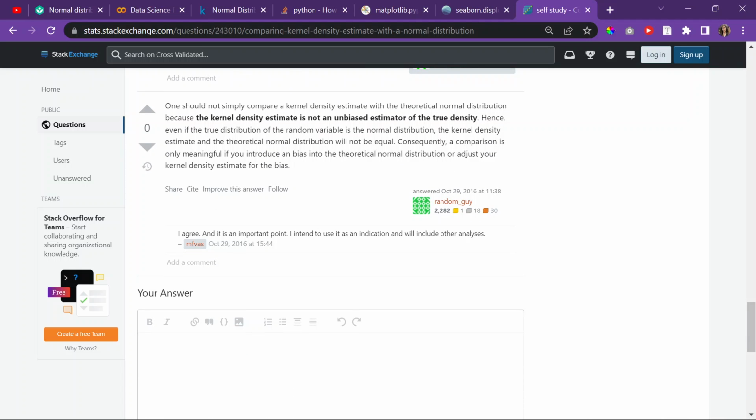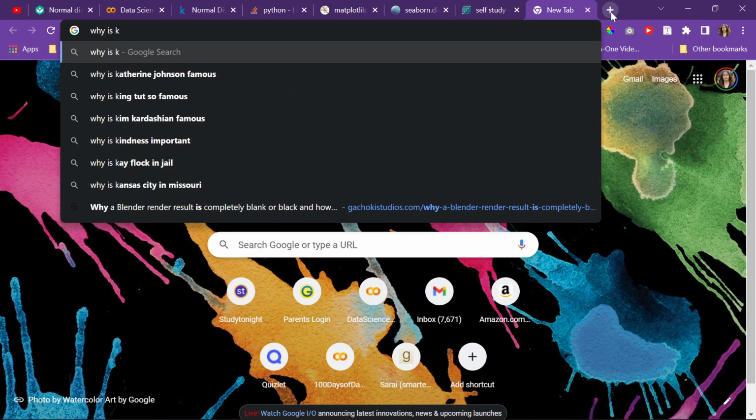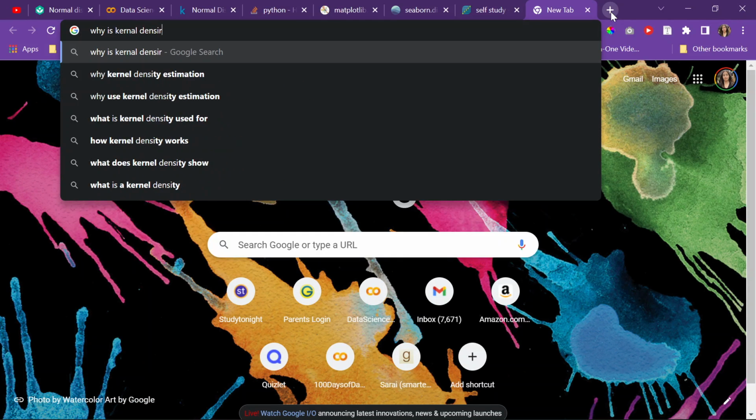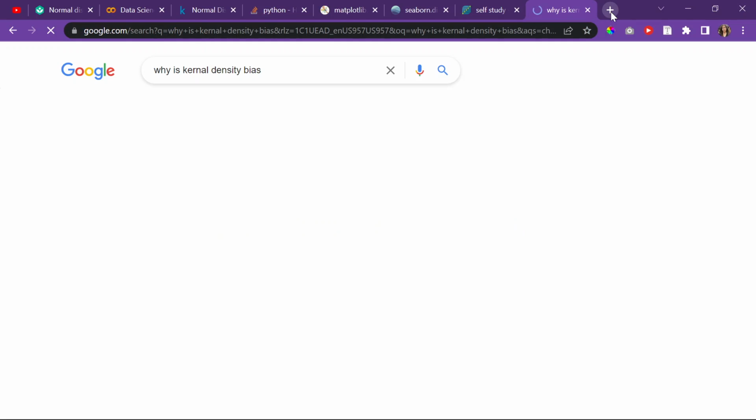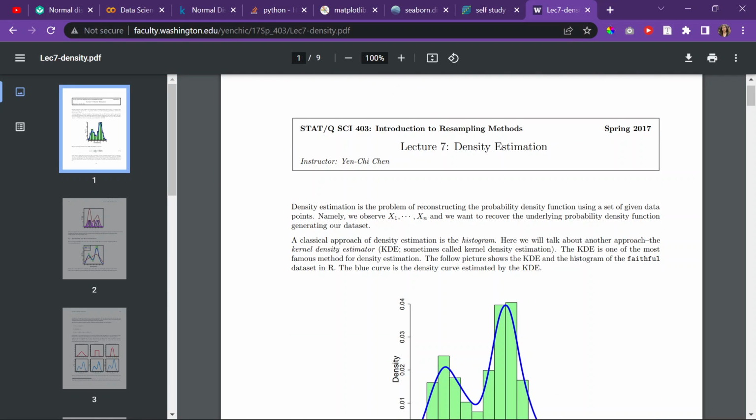Kernel density is not an unbiased estimator of the true density, while a normal distribution is an unbiased estimator. Why is kernel density not unbiased? Why is kernel density biased? Okay, wait. So why is kernel density biased? I guess. Let's look at this. Oh, what the heck? Okay, let's read.